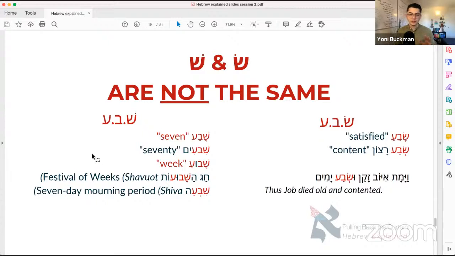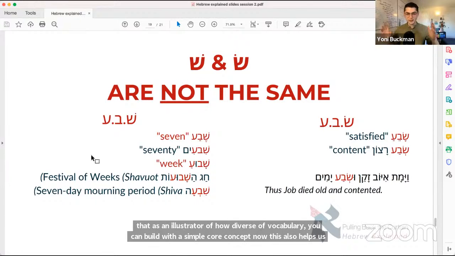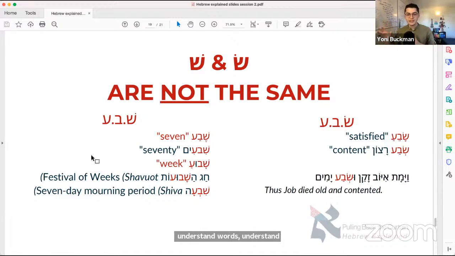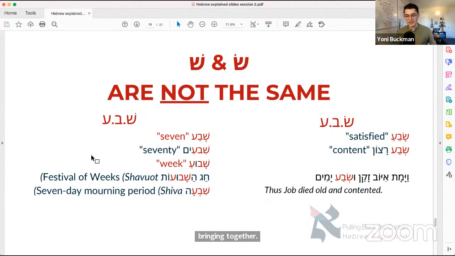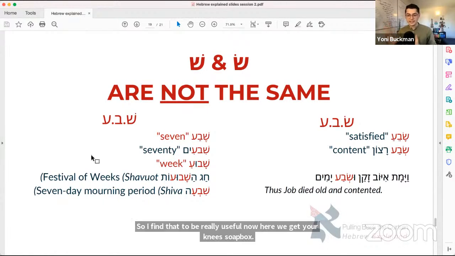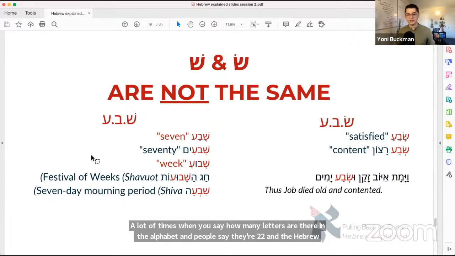Now here we get Yoni's soapbox. A lot of times when you ask how many letters are there in the alphabet, and people say there are 22 in the Hebrew alphabet or whatever, they'll say that the shin and the sin are the same. And this is really, really tricky, right? It's tricky because, again, without the dots, which for the early half of Hebrew didn't exist, you've got the same looking symbol, two different words.